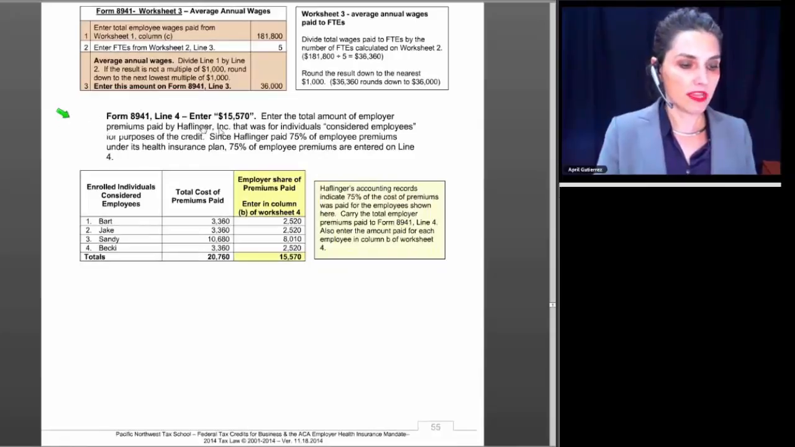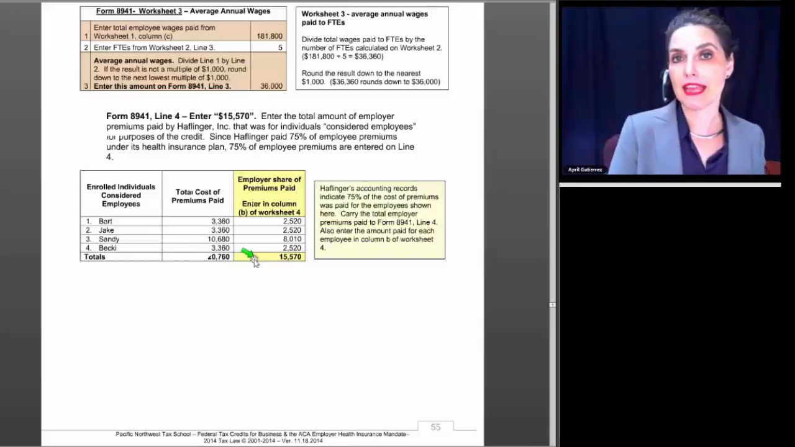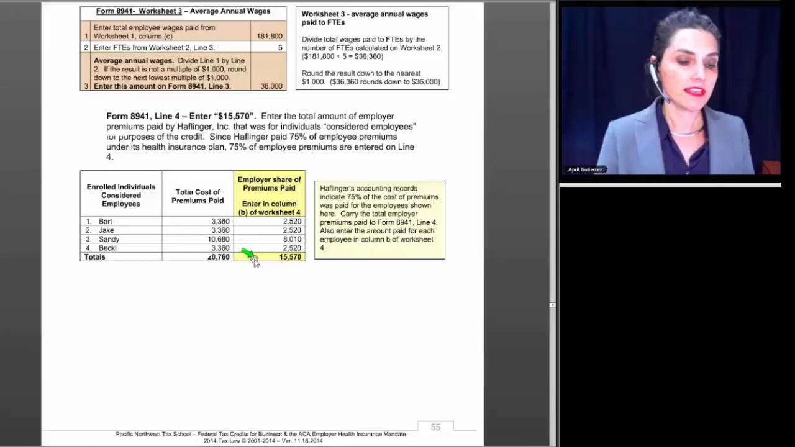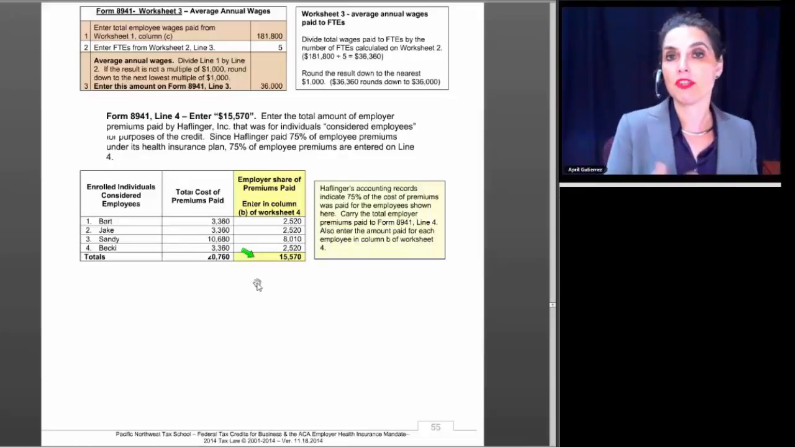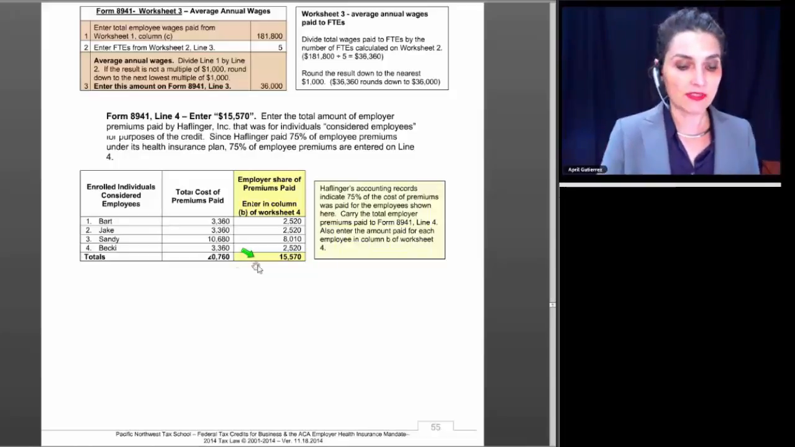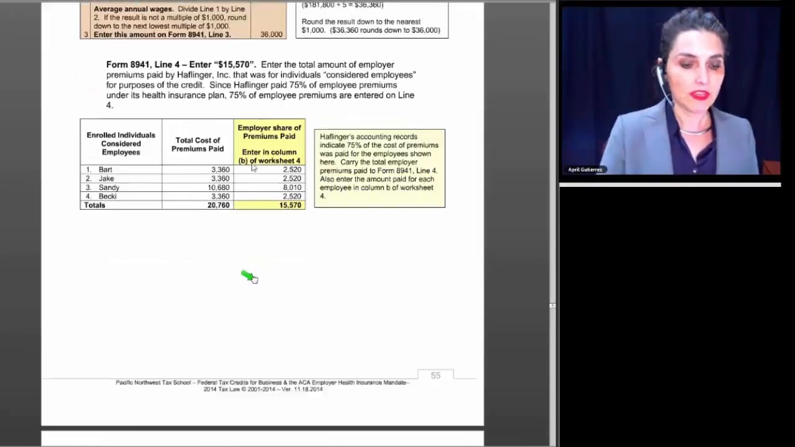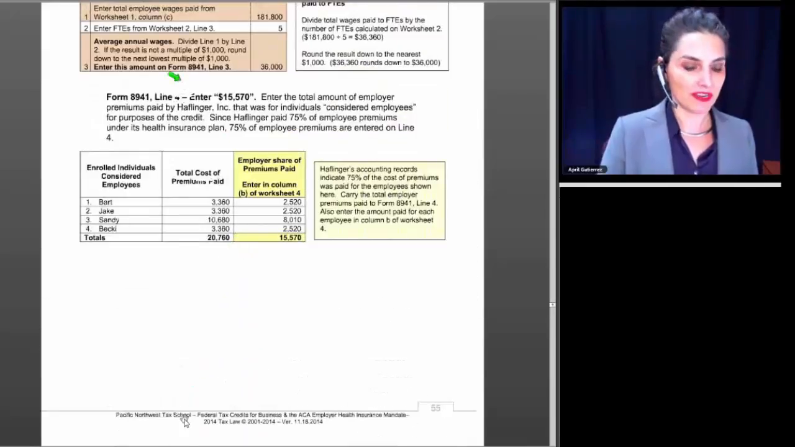On line 4, we enter $15,570, and we figure that by taking the employer share of the premiums that were paid. So there was the total cost of premiums paid, and then there's the amount of premium that was actually paid by the employer. We need to know that the employer paid at least half of the employee portion, the employee-only coverage. And in this case, Haflinger was far more generous than that. Haflinger paid 75% of both individual and family coverage, and Haflinger's share of the premiums paid was $15,570. And of course, that number is entered on line 4 of 8941.